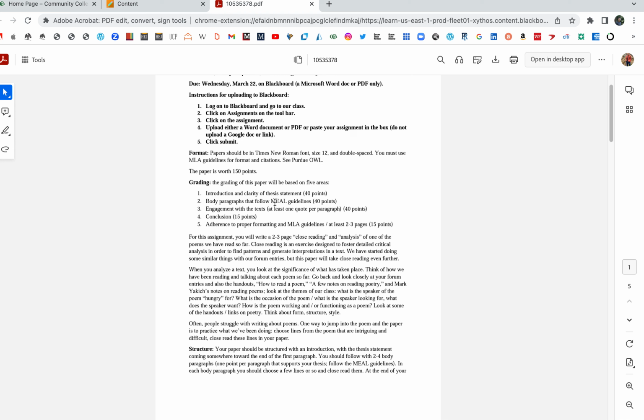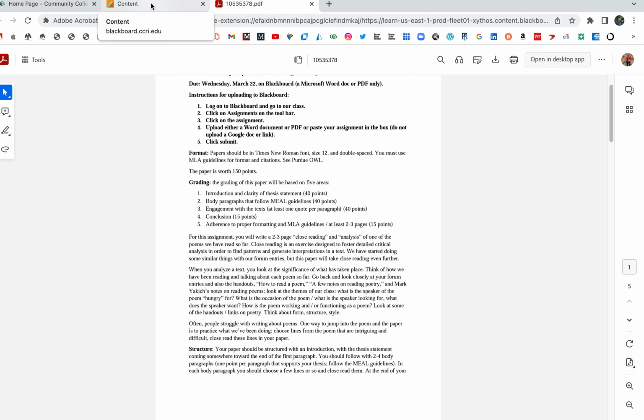Body paragraphs that follow MEAL guidelines. And I'm going to show you this quickly right now. Each body paragraph should open with a main idea. That's the M. The evidence, the E, is a quote from the text, a quote from whatever poem you're talking about. A is the analysis. You're going to analyze the quote. And L, you're linking it back to the thesis.